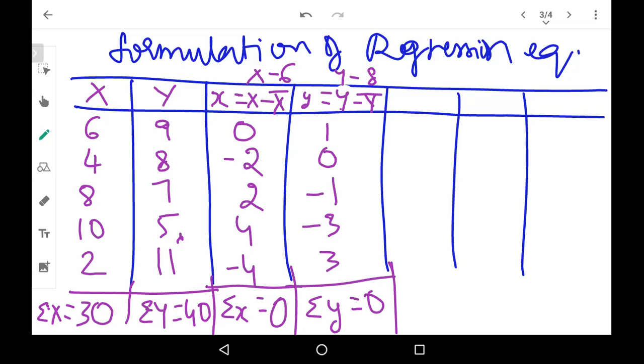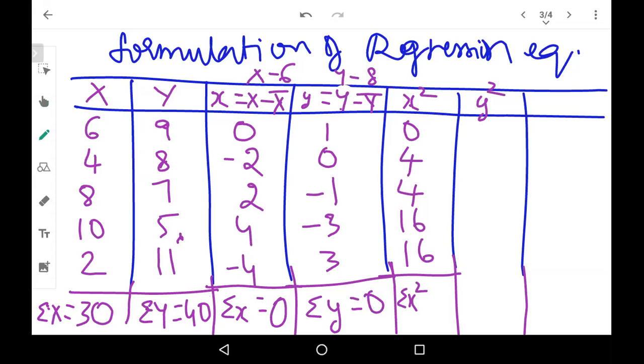Okay. Now, next is x square. This is small x square, that is nothing but this one. You have to square all of these numbers. So, let us square. 0 square is 0. Minus 2 square is 4. 2 square is 4. 4 square is 16. Minus 4 square is 16. Now, find the total of this, sigma x square. You have to find the total of that. 40. Okay, 40.